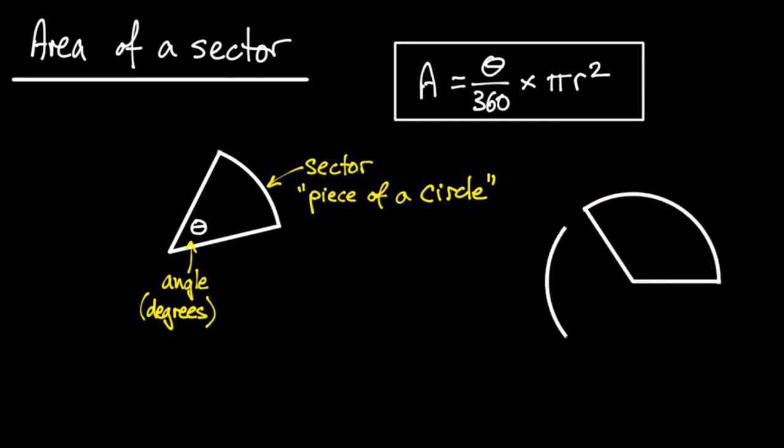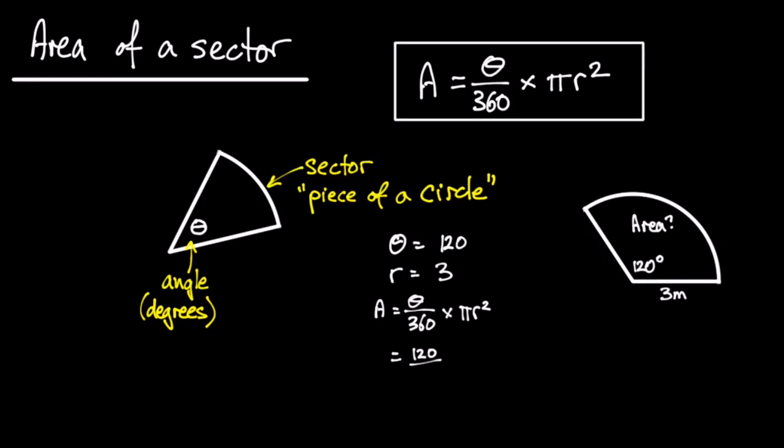So let's go through and do an actual example. Okay, I've got a sector here that has an angle of 120 degrees and a radius of 3 meters. My theta, in other words my angle, is 120. My radius is 3. Let's plug those values into my formula and I get 120 over 360 times pi times the radius squared. If I put that all into a calculator, I end up with an area of 9.42.